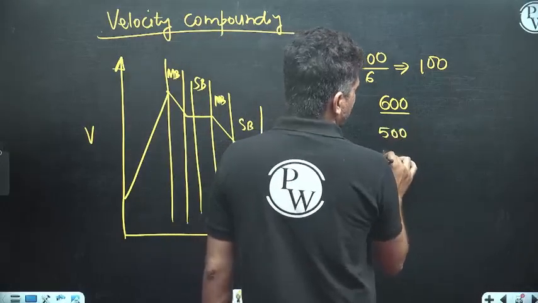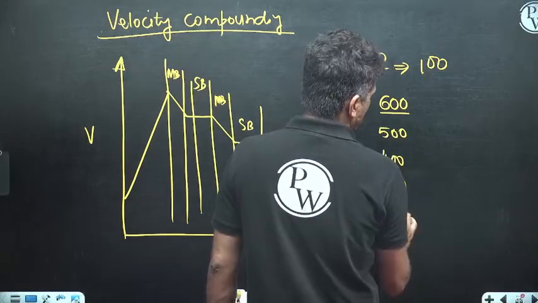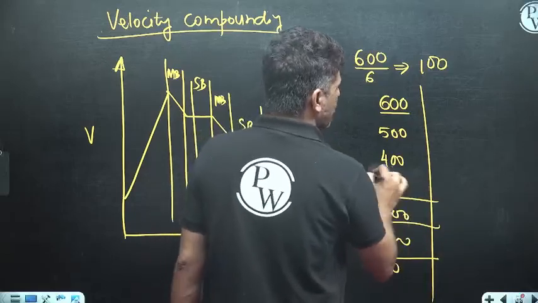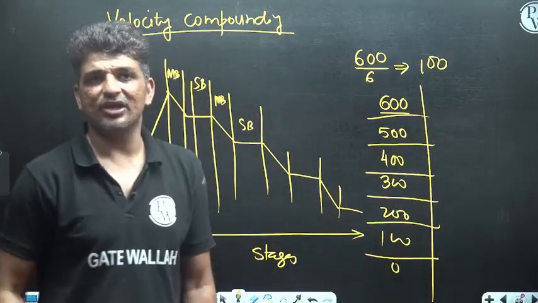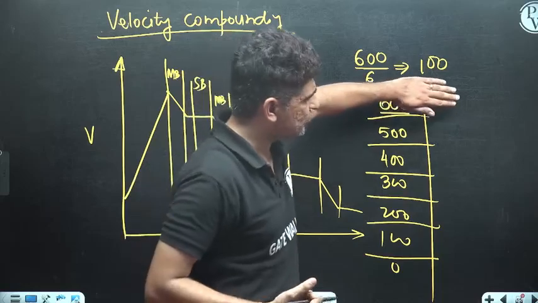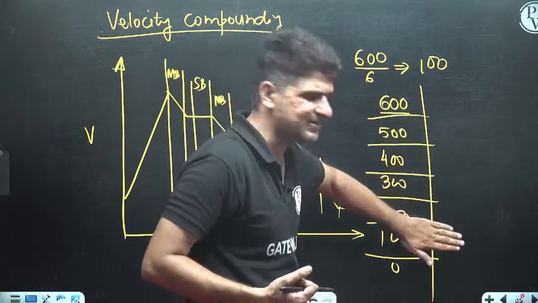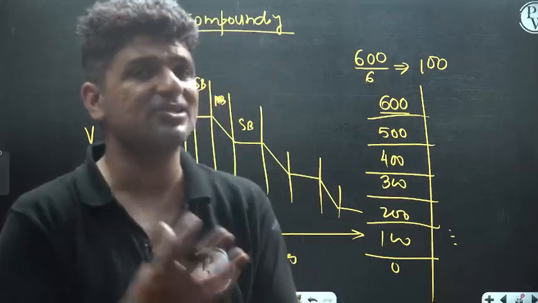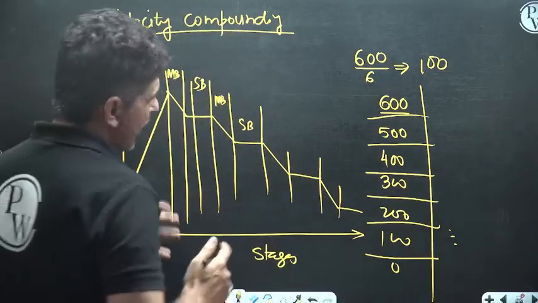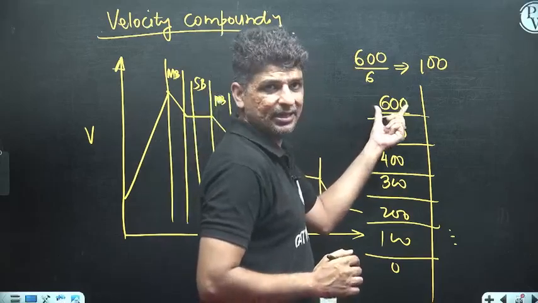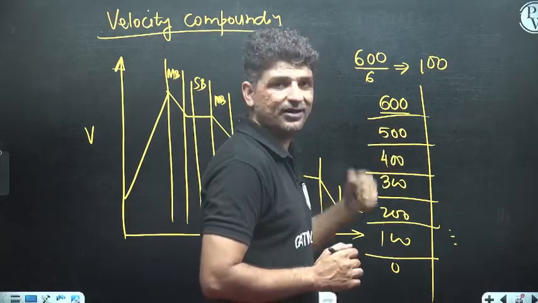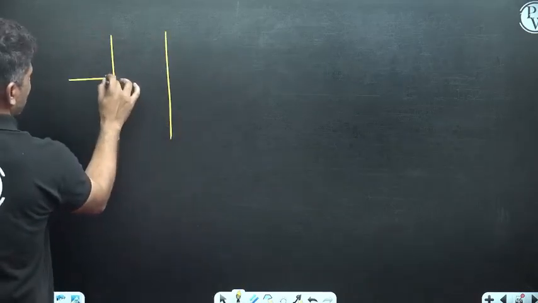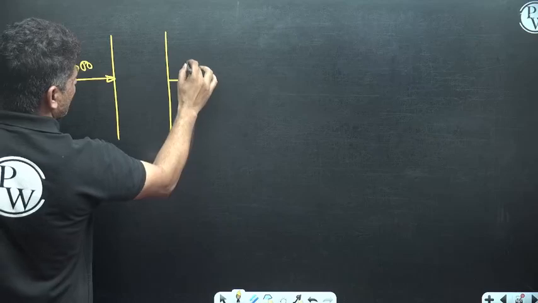So 600, 500, 400, 300, 200, 100 and then 0. This is how the velocities are at the entry of each row. At entry of the first row it will be this, then second, third, fourth, fifth, sixth, and it will exit at 0. Now if you want to see how much energy is converted into work: 600 is the entry and 500 will be the exit. So in the first stage, your entry will be at 600 and exit will be at 500.